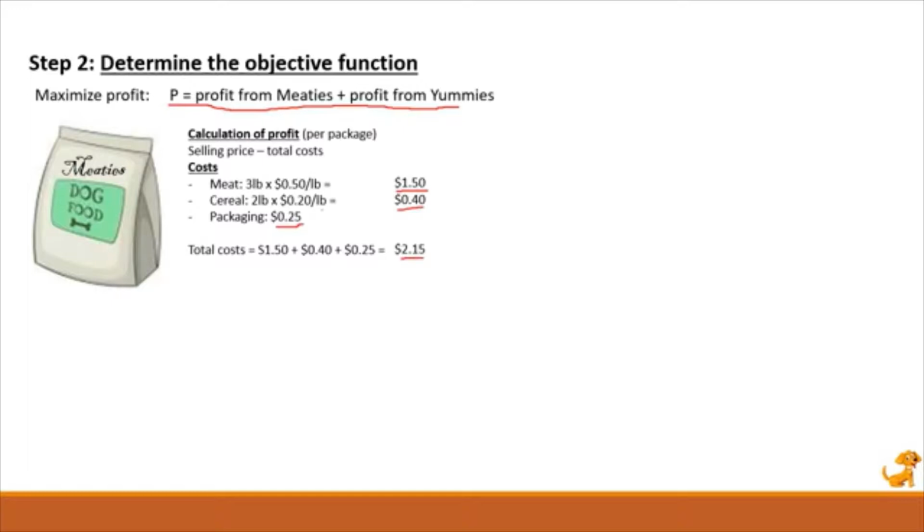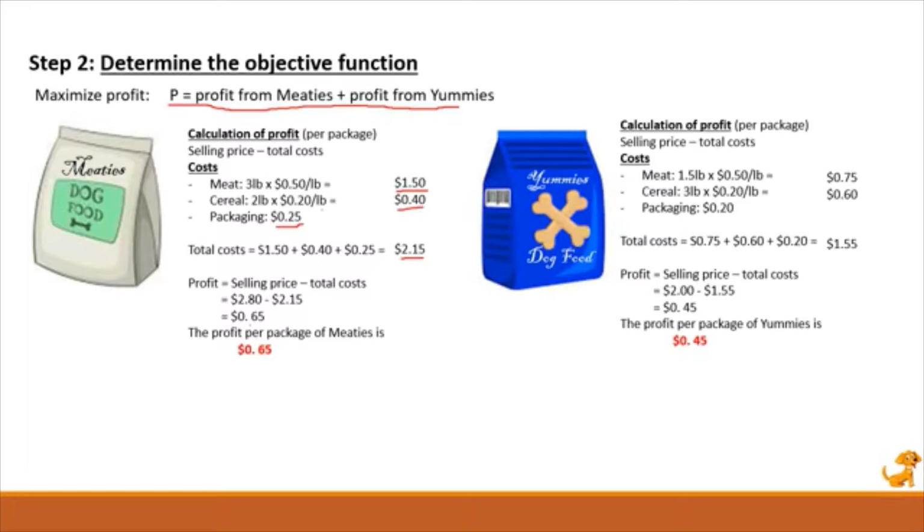Now remember, what we want is the profit. We want to work out what the profit is. So to do that, we still need to say the selling price minus the total cost. Our selling price, we can get that from the information in the question. We're told that this one package of meaties sells for $2.80. How much does it cost us to make that one package? It costs us $2.15. And on your calculator, you can see that our profit is 65 cents per package of meaties. So one package of meaties, I make a profit of 65 cents. Now we can do the same thing for the yummies package, and then we will see that our profit is 45 cents. So we say our total cost, the meat, the cereal, the packaging, we add that all together, and then we subtract that from the selling price, and then that should give us the profit.